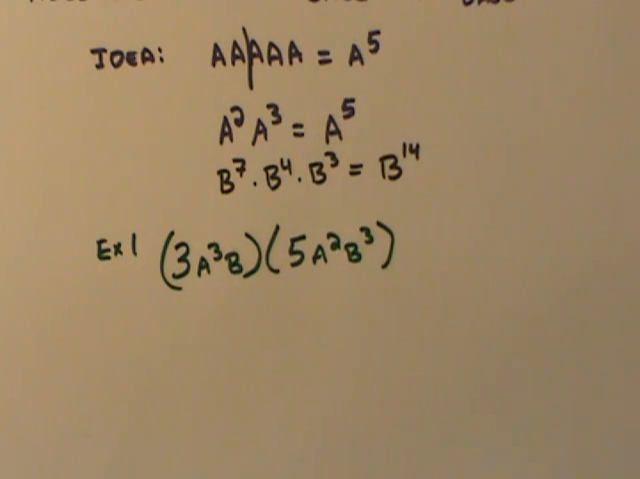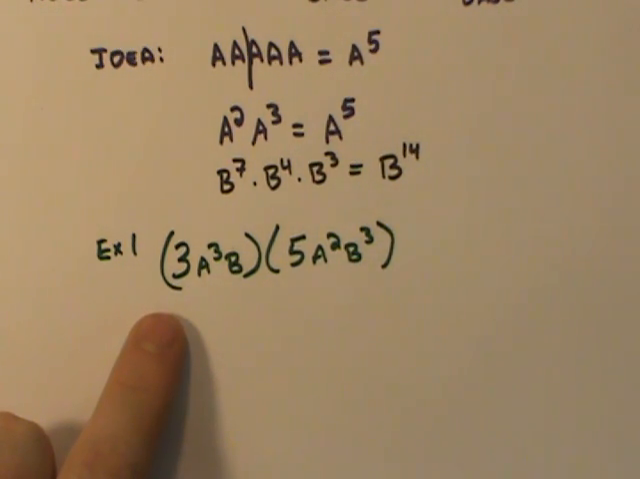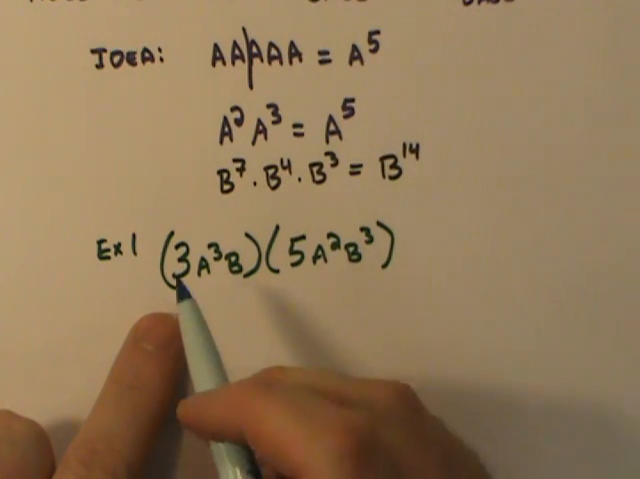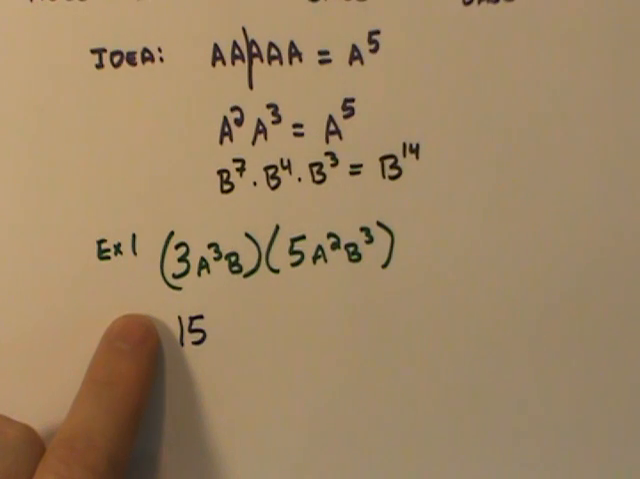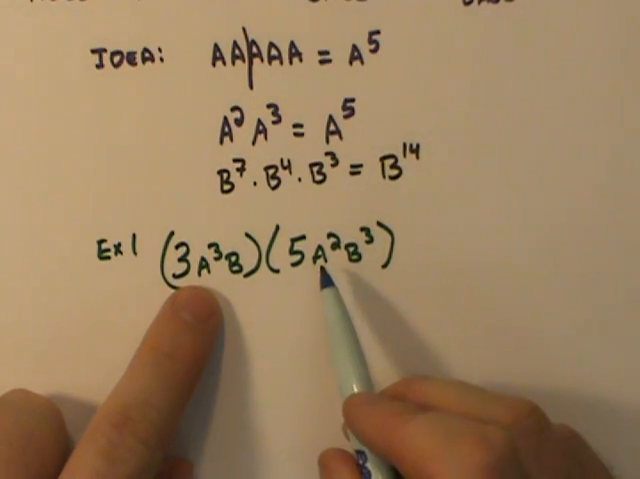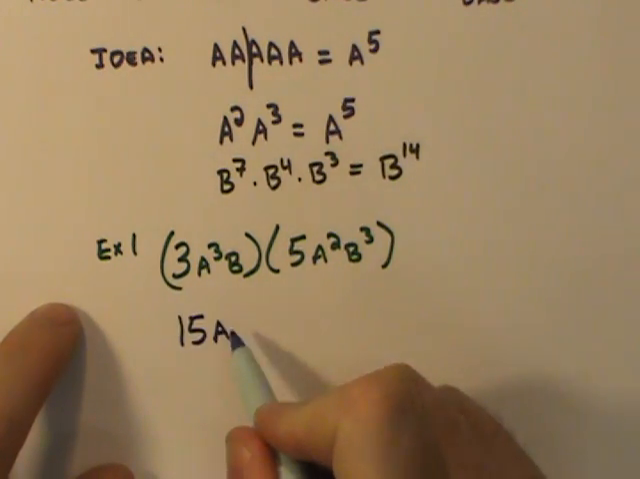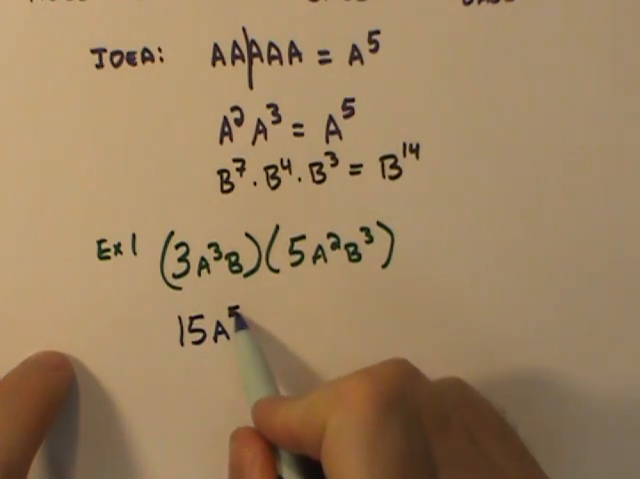As you try to advance with this problem, as you try to work out the operation here, remember that your coefficients are always multiplied just like you've done for years. 3 times 5 is 15. Then you move to the like bases. So I have an a cubed and an a squared. With the like bases, I can say a, and then I simply add the exponents. 3 and 2 is 5.